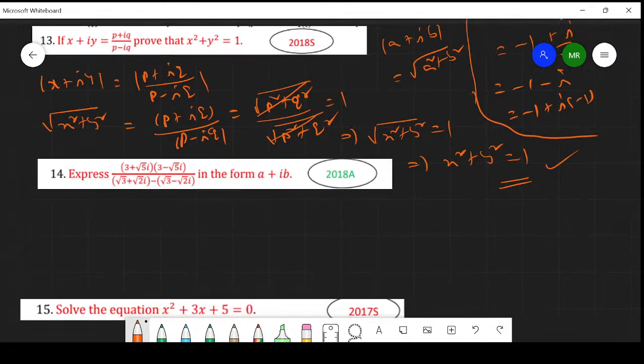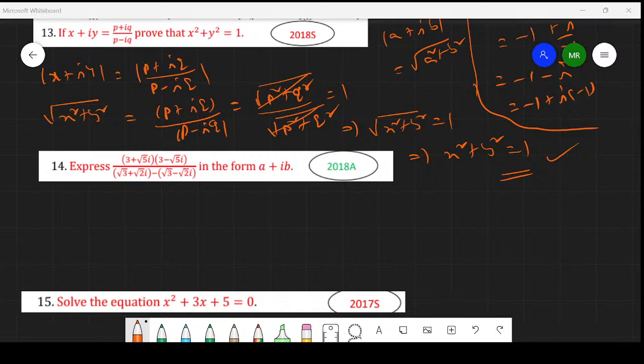Now I am doing the next one, the 14th one. I hope you understood this.